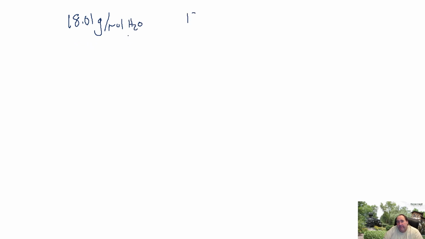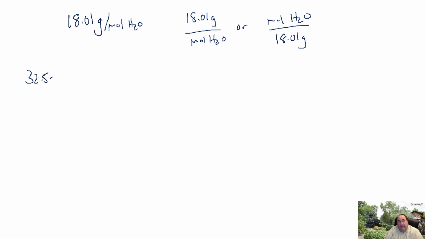So we could write two conversion factors: 18.01 grams over a mole of water, or a mole of water is 18.01 grams. So just like before, perhaps we have 32.5 grams of water, and we want to know how many moles that is, for example. The first thing we want to think about is this: should we use Avogadro's number in this calculation?